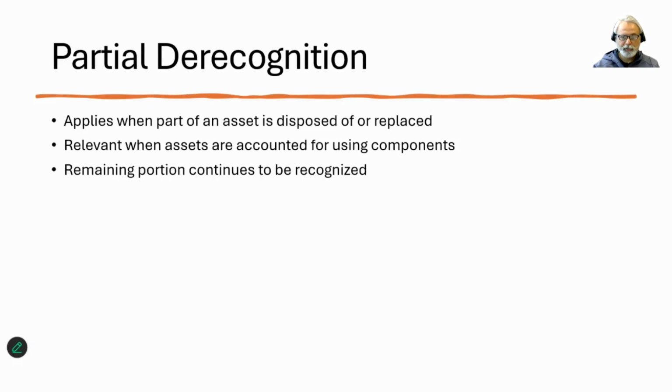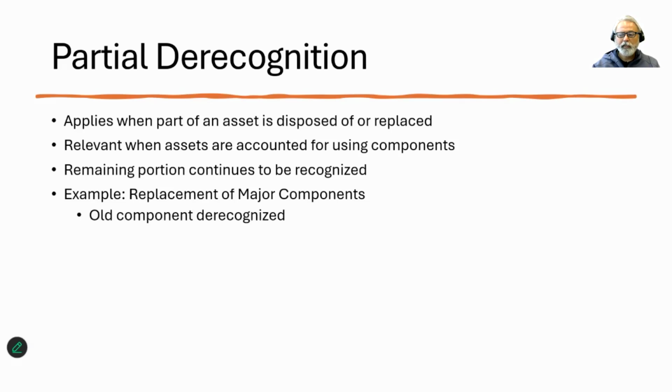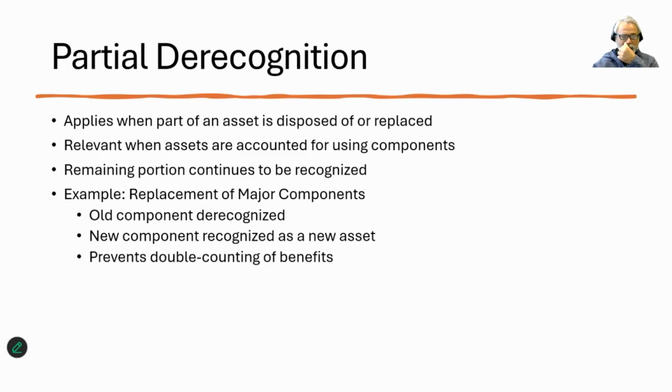The remaining portion continues to be recognized on the books. So as an example, for the aircraft, the old engine would be a component. So the old engine gets derecognized. The new engine, the new component, is recognized as a new asset. And the result is to avoid double counting of benefits. Now, this also will result in a future change in depreciation expense.